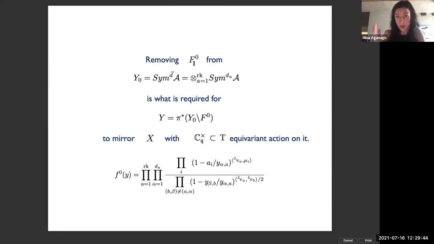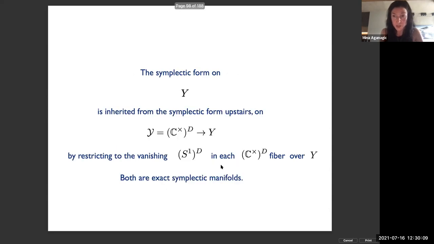Removing this divisor from the symmetric product is what's required for Y to be mirrored to X with the C-star equivariant action on it. Okay. So specifically, the holomorphic function whose zeros and poles we're taking is this, where all the Ys are coordinates on this infinite cylinder, viewed as a punctured plane with zero and infinity deleted. So you start with a symmetric product, you delete the divisor.